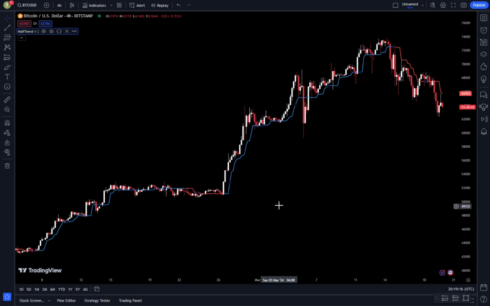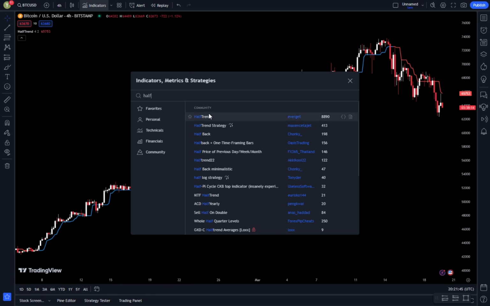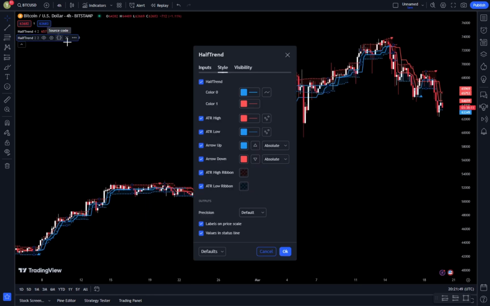This indicator gives us signals about whether the market's feeling bullish when it's blue or bearish when it's red. It's like having a little buddy guiding us through the ups and downs of the market. Afterward, we'll incorporate an additional half-trend indicator and also make some adjustments to its settings. But this time, it's going to help us decide when to buy or sell.